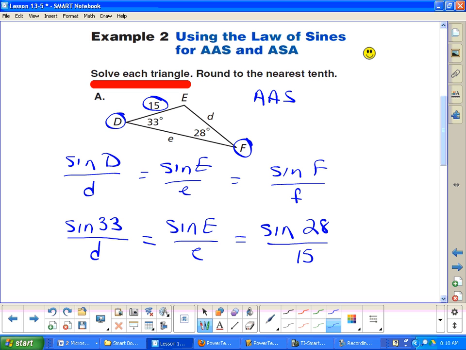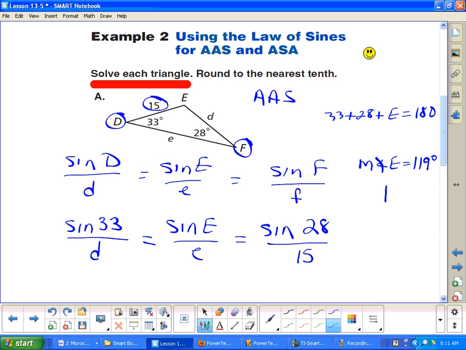Because side F, the side across from angle F, is 15. So we need to find side D, side E, and angle E. Can we find any of them? What's the easiest one of those to find? Angle E. And how come angle E? Because they all add up to 180 degrees, right? So 33 plus 28 plus the measure of angle E equals 180 degrees. So what does that make the measure of angle E? 119. So we'll say the measure of angle E equals 119 degrees.